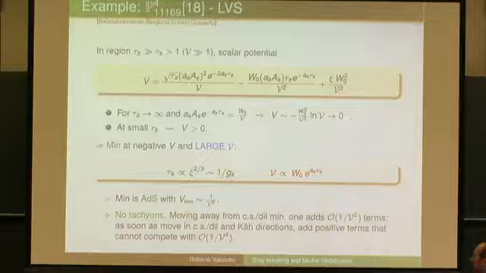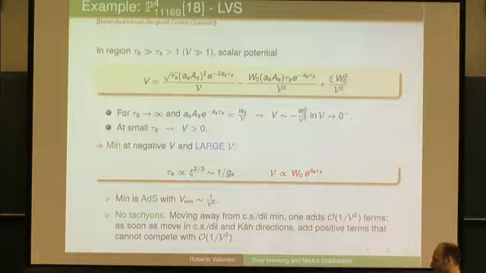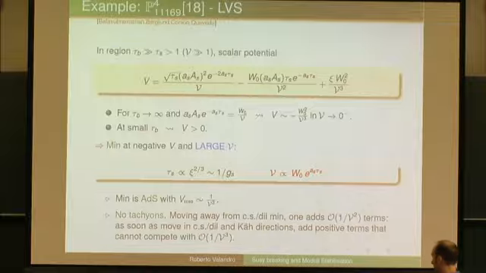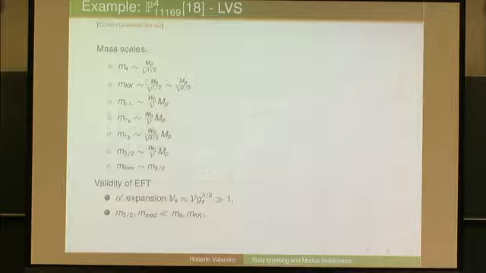This minimum is anti de Sitter. Okay, now the potential at the minimum goes like 1 over the volume cubed, and there are no tachyons here once you also consider the complex structure and the dilaton directions, because remember the potential is positive definite with respect to the dilaton and the complex structure directions, so you will add positive terms of order 1 over the volume squared every time you move in that direction, and this cannot compete with the order 1 over the volume cubed, and this allows you to show that this minimum is protected from tachyonic directions.